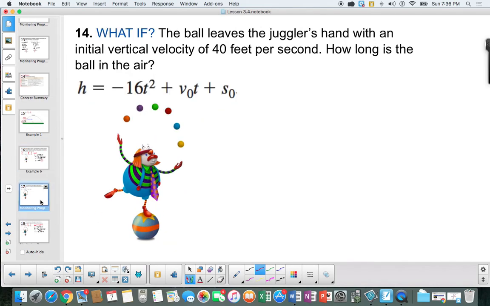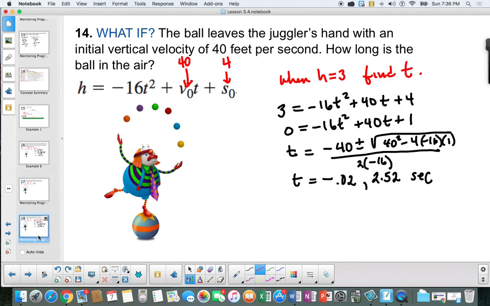Okay, your turn. This time there's a change, and the initial velocity will be 40 feet per second. We still have the juggler juggling it at 4 feet, and we still want to figure out how long it'll be when he catches it at 3. So this is our 40 now, and you want to find t. Stop the screencast and see what you can do. And here is the answer.